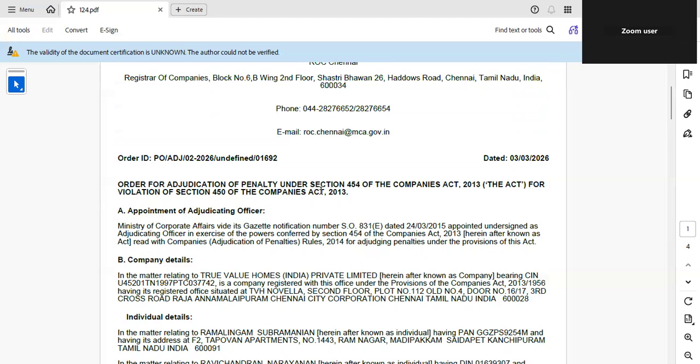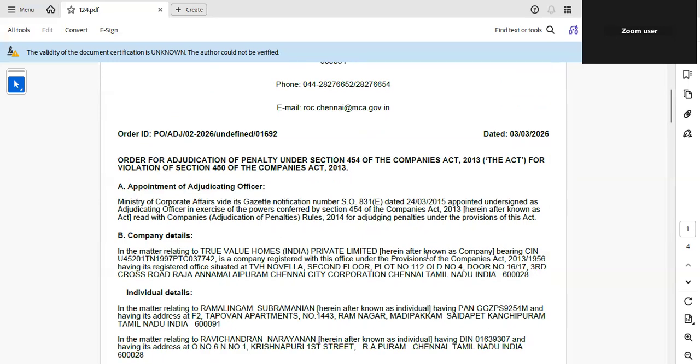This is important because Section 123(4) does not prescribe its own penalty. That is why we are discussing adjudication through Section 450, and the adjudicating officer under Section 454 pursuant to MCA notification. So here is the adjudication mechanism under Section 454. This enables issue of show cause notice, hearing, penalty order, and appeal mechanism. This is the power of Section 454.